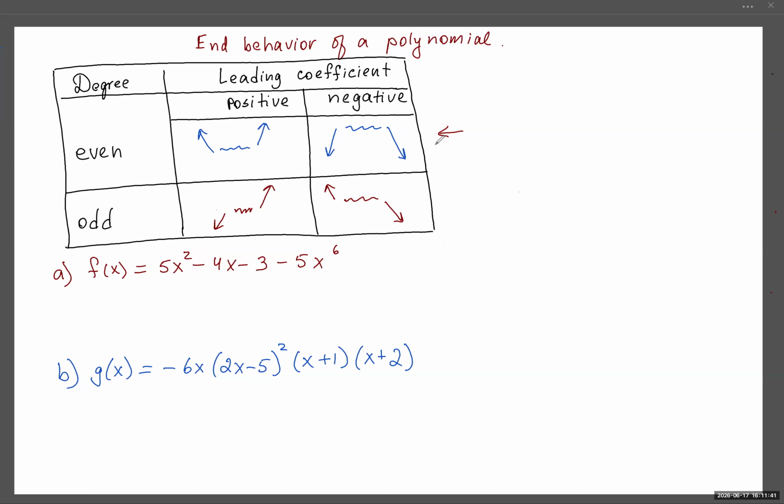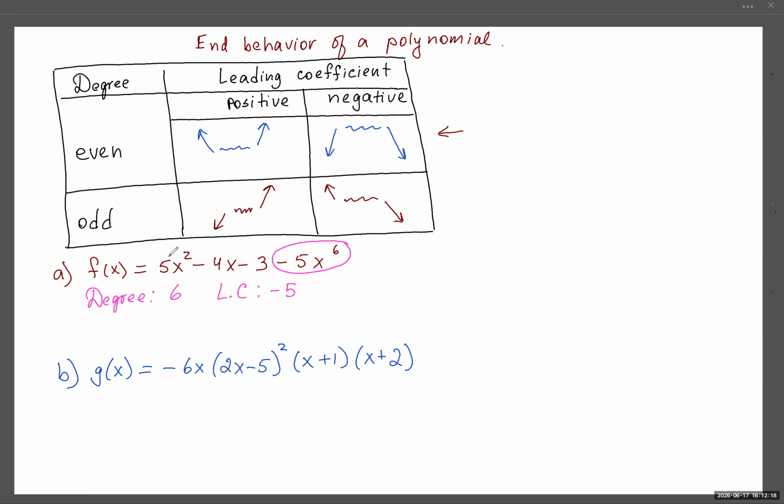F of x equals 5x squared minus 4x minus 3 minus 5x to the sixth power. You will start by determining the degree and the leading coefficient. When you determine the degree, please don't just look at the first thing. You need to look at all the terms. The degree is determined by the highest power on your x, which is 6 for us. Then the leading coefficient, that is the number in front of the x to the highest power, which is -5.